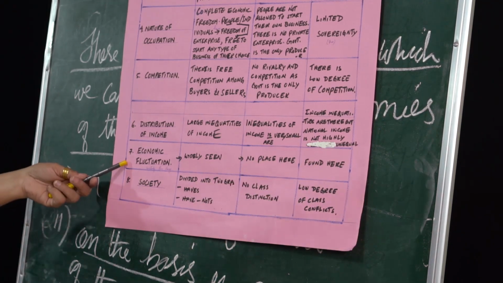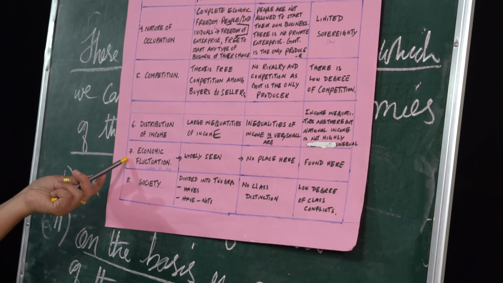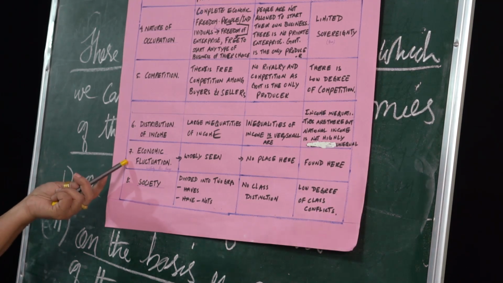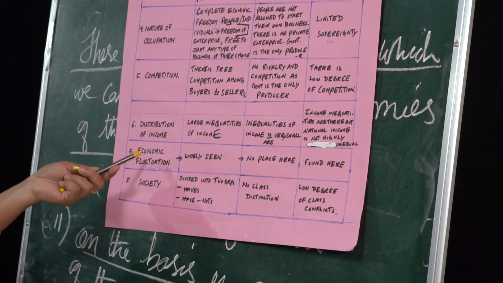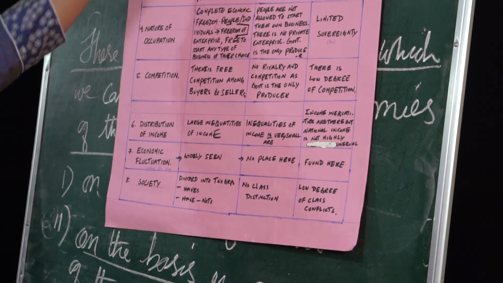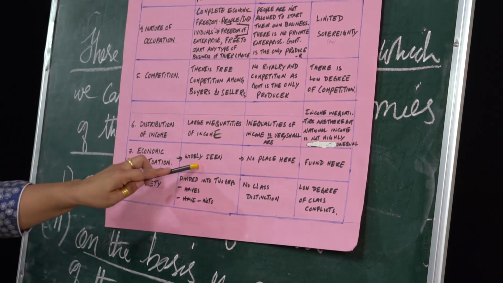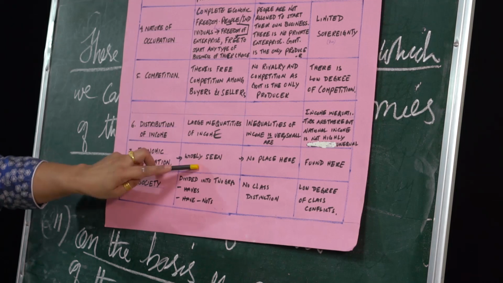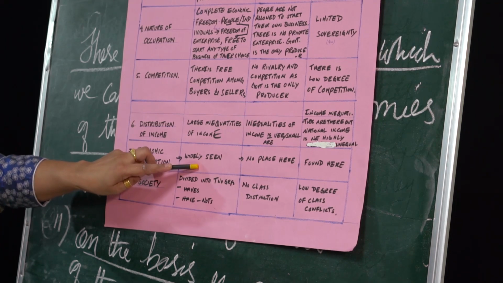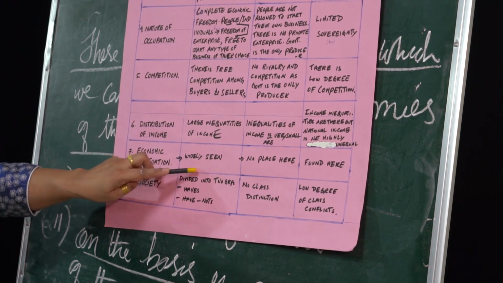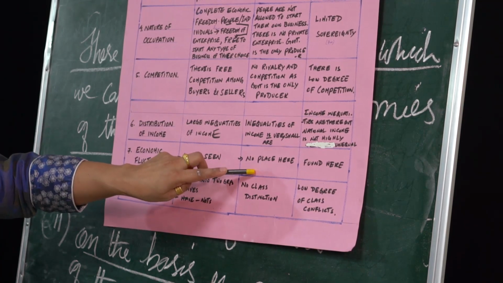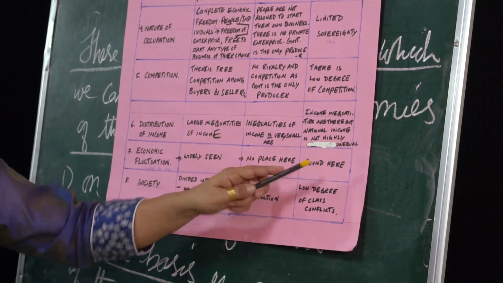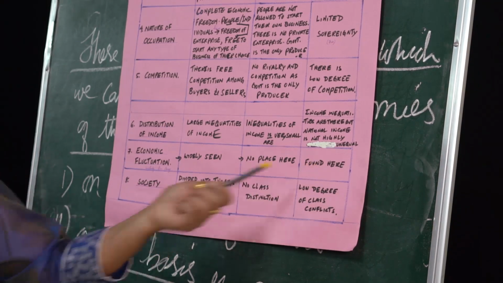Now, economic fluctuation. Fluctuation means it can change, unsteady. It goes up, fluctuates, very unsteady. So in a capitalist economy, economic fluctuation is widely seen, because competition is there. Prices may go up, again it may come down, fluctuation. In a socialist economy, there is no fluctuation. It's very steady. In a mixed economy, some level of fluctuation is found.